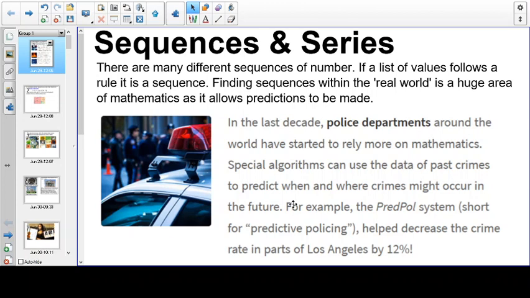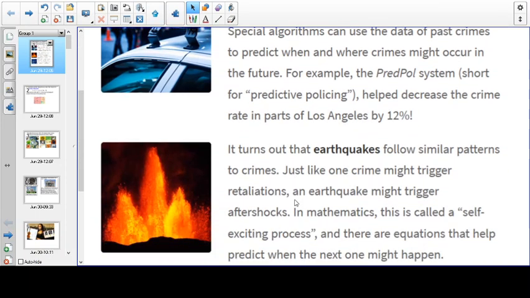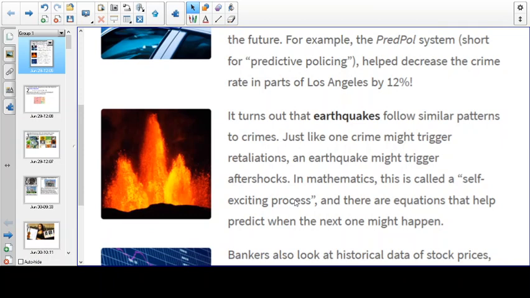So police departments use special algorithms. For example, the PredPol system, the predictive policing system, which helped to decrease crime rates in LA by 12%. That's related to sequencing. Earthquakes follow patterns. So a crime might trigger retaliation, an earthquake might trigger aftershocks. In maths, this is called a self-exciting process, and there are equations that help predict when the next one might happen.